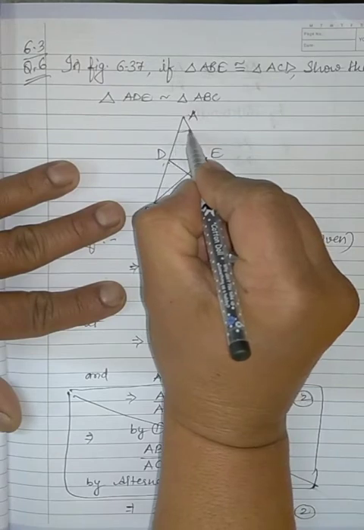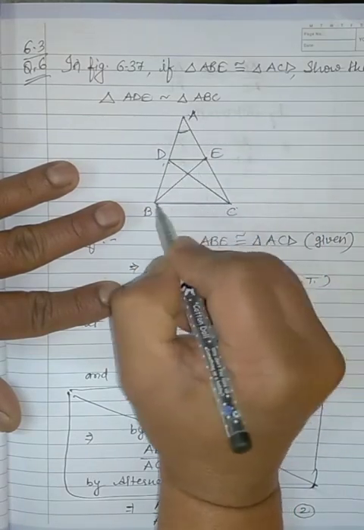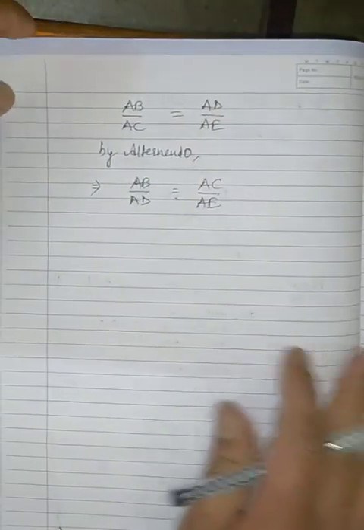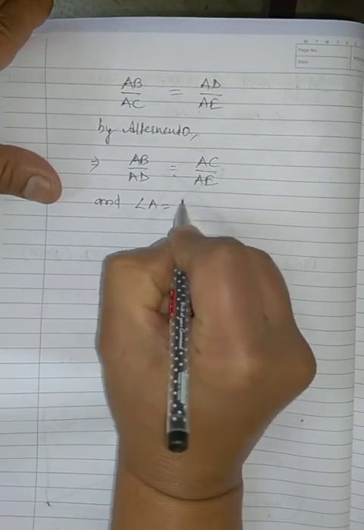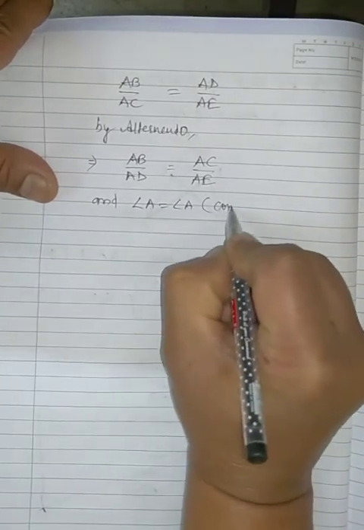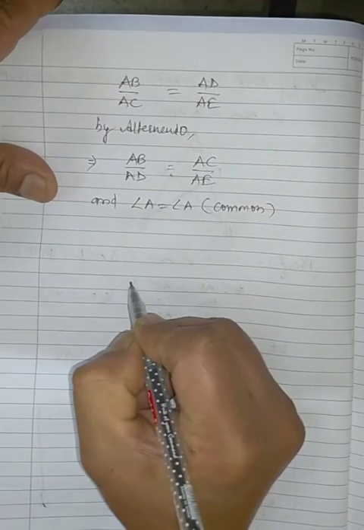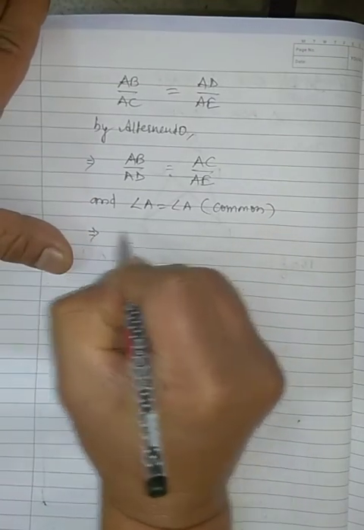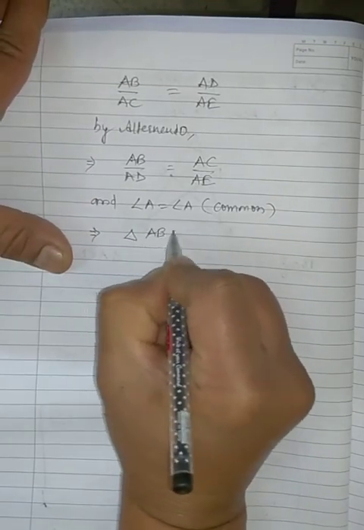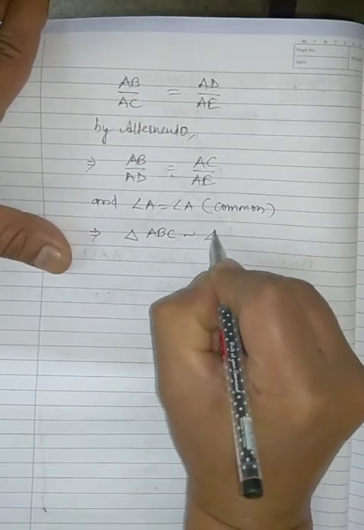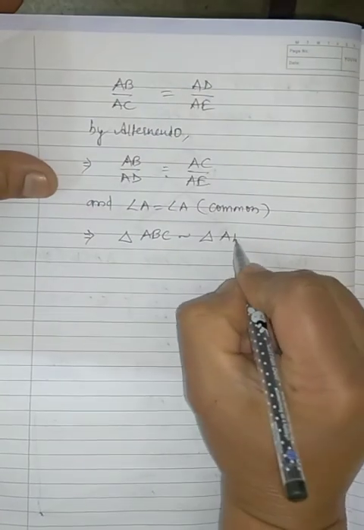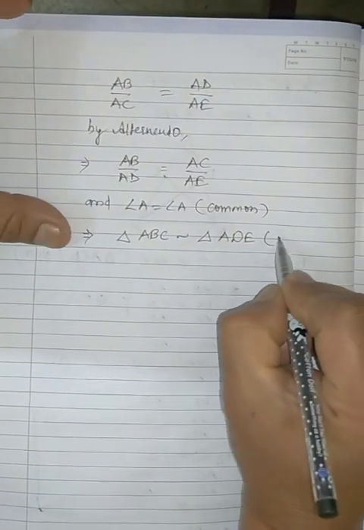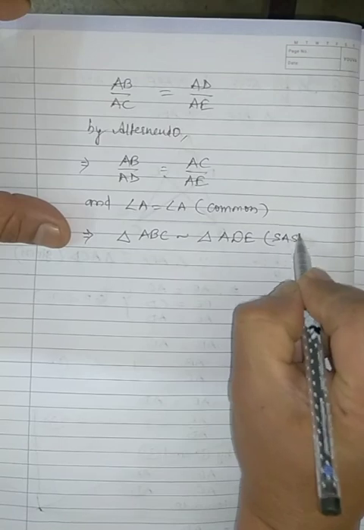Also, this angle is common for both the triangles ABC and triangle ADE. Angle A is equal to angle A, which is common. That means triangle ABC is similar to triangle ADE by the side angle side criteria.